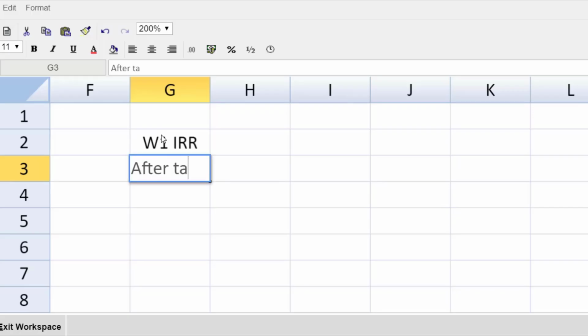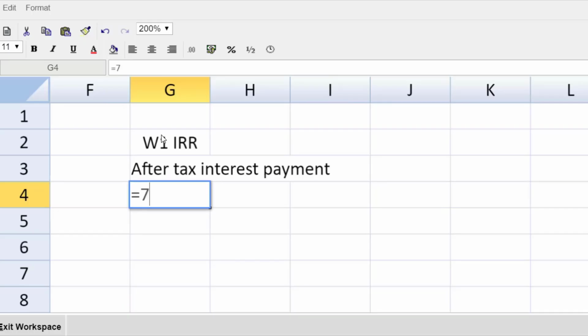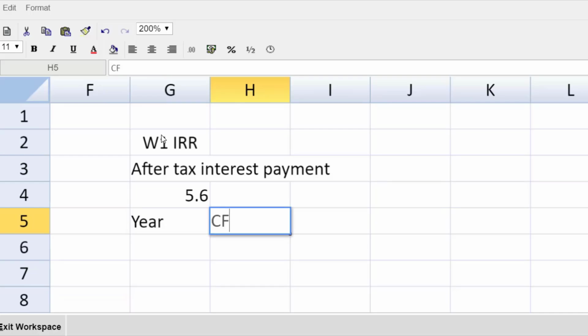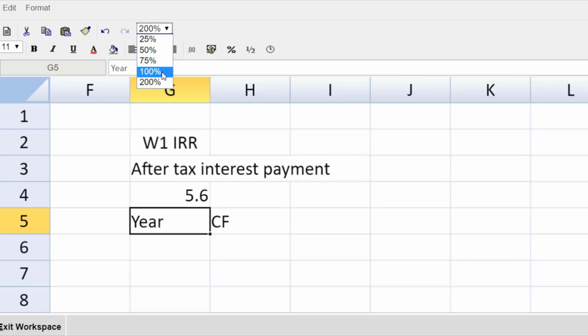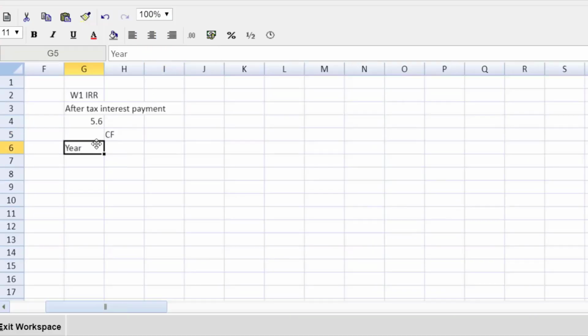And for an IRR, first thing we'll need is the after-tax interest payment. So on a $100 block of bonds, we'll get $7 interest multiplied by 1 minus the tax rate. That gives us the tax shield, everybody. So 5.6 is the after-tax interest payment. Now we need two columns. I'll need my year. I'll need my cash flow. Let me zoom out a bit so I can do this without scrolling.